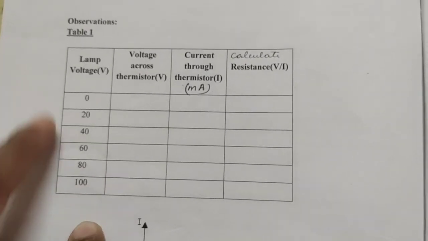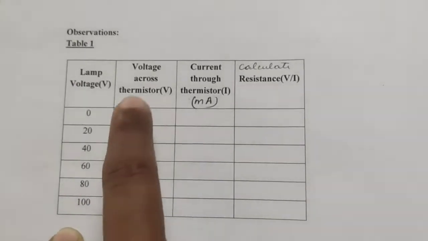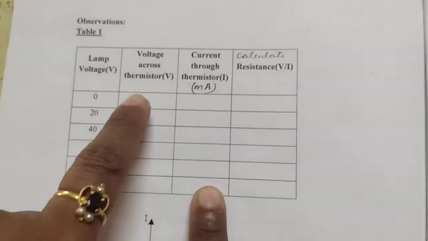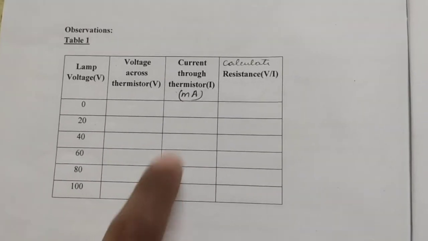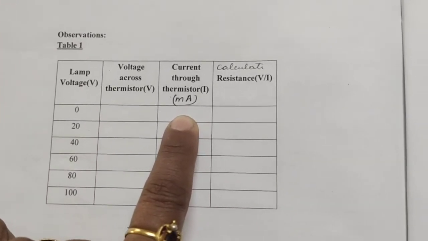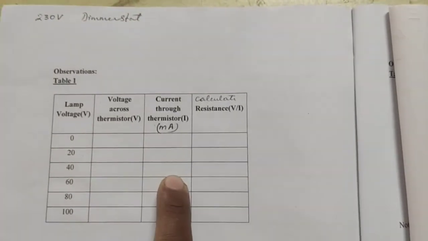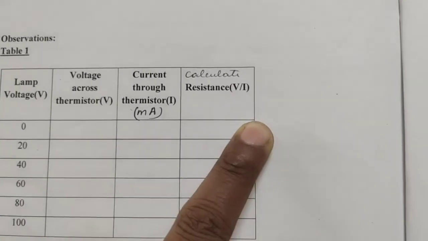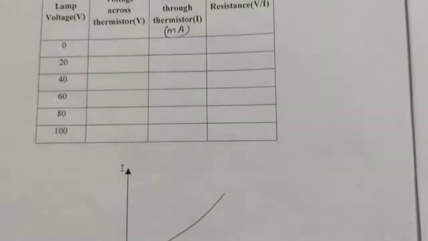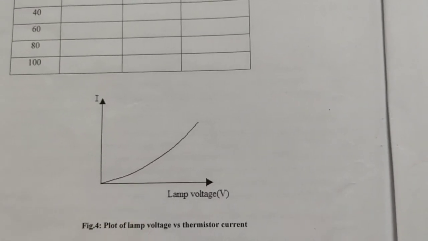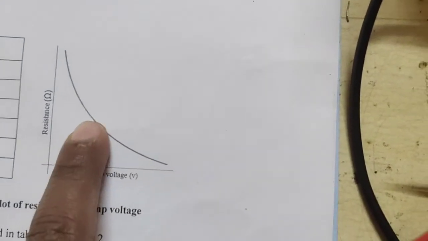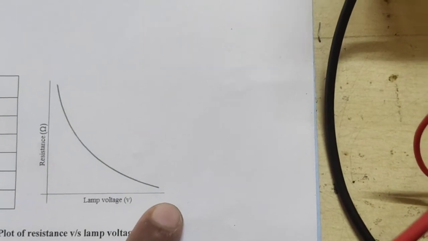As the voltage of the lamp is increased, we are increasing the temperature across the thermistor. Accordingly, as the intensity is increased, we note down the voltage across the thermistor, in volts, and the current across the thermistor, in milliamps. Using voltage and current across the sensor, we measure the resistance, and using this resistance we try to understand the characteristics of the thermistor. We will plot current versus voltage, or we can also plot resistance versus voltage.